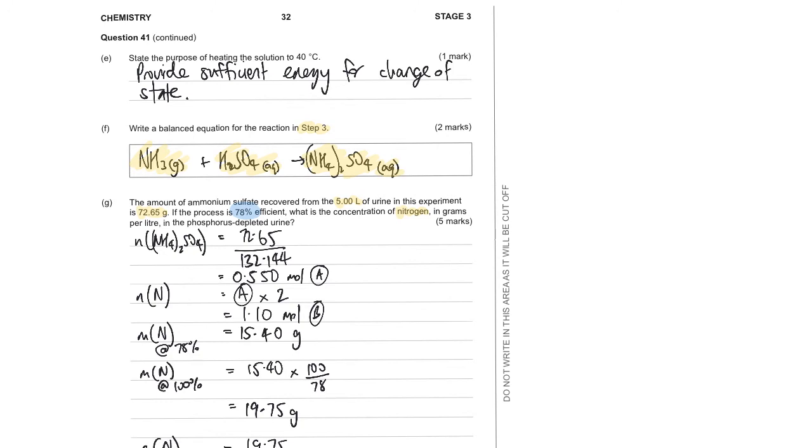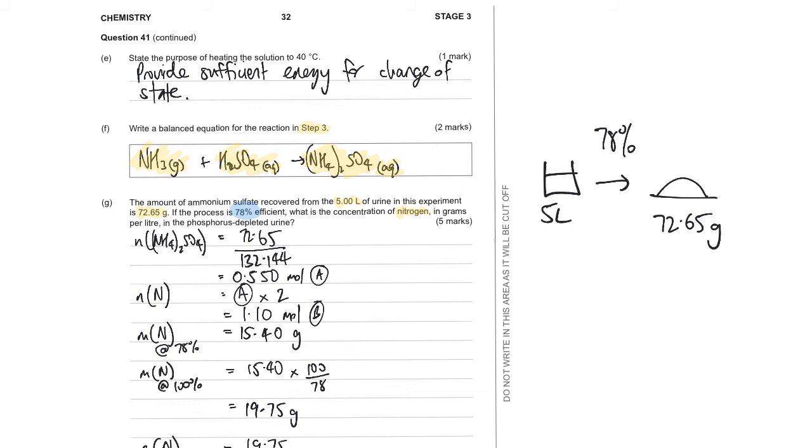This process has taken 5 liters of urine and made 72.65 grams of ammonium sulfate in a 78% efficient process. So what does that look like? We can draw it over here. Here's your 5 liters of urine. Okay, it's turned into this mass of stuff, which is 72.65 grams, and it's 78% efficient. Okay, that's the information that we have.